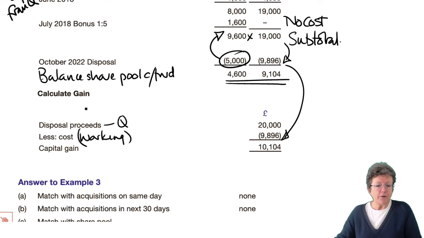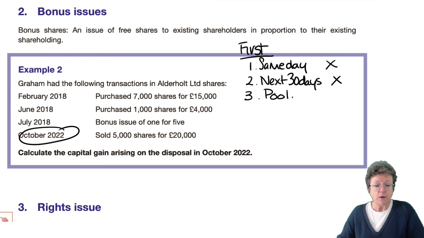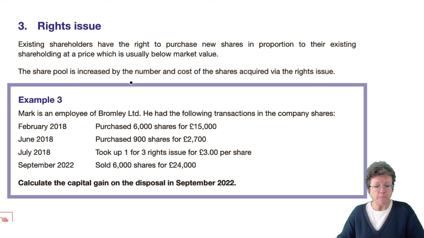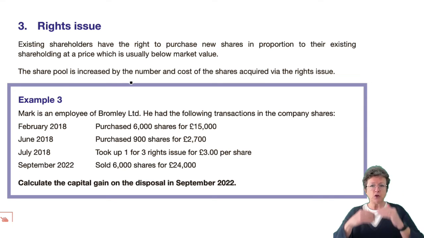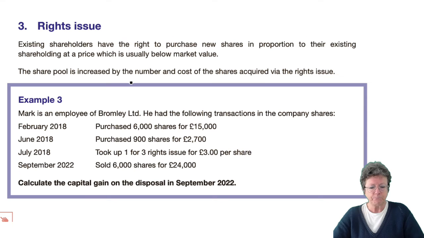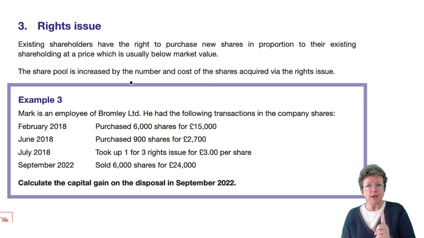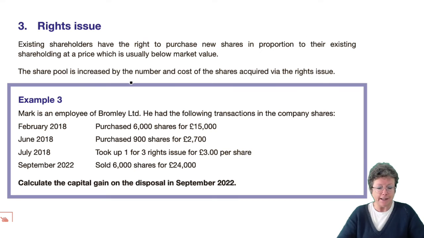Okay. So let's go back and have a look what the difference between a bonus issue and a rights issue is. Now, in a rights issue, the existing shareholders have the right to buy new shares in proportion to their existing shareholding at a price very much below market value. So the share pool will increase by the number of shares that they have, just like the bonus, but also the cost of those shares that they've paid for. So example number 3 here.